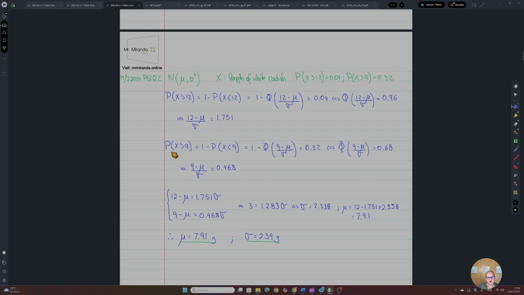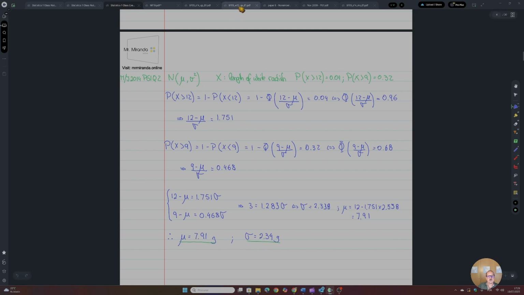Okay, let's do exactly the same thing, but now instead of 12 using 9. So the procedure is basically the same. Looking again on the table, we will get this z value. And these are the two equations that you are going to set up in the form of simultaneous equations to get the values of mu and sigma. I use substitution. You should know this for a long time. And here you have the two values.